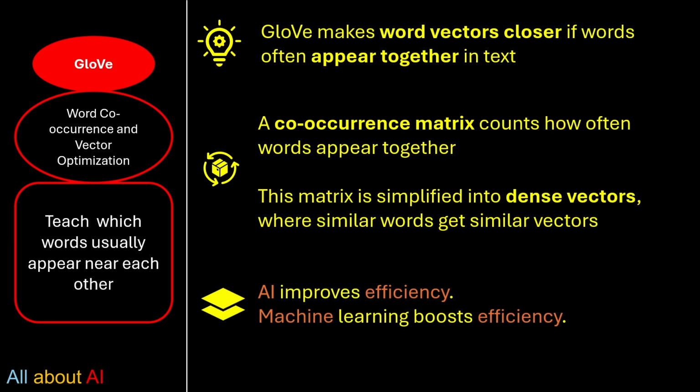say we have two sentences. AI improves efficiency. Another one is machine learning boosts efficiency. So here the words AI and machine will have similar vectors because they often appear near efficiency. And that's the concept behind GloVe.